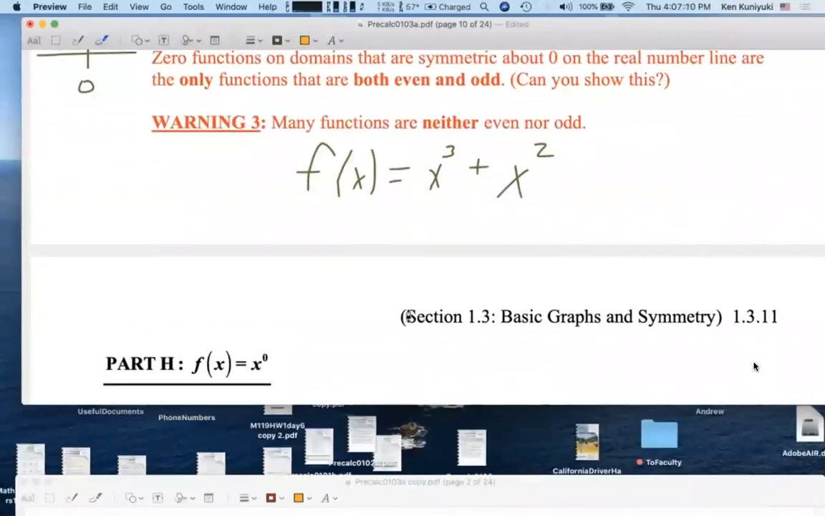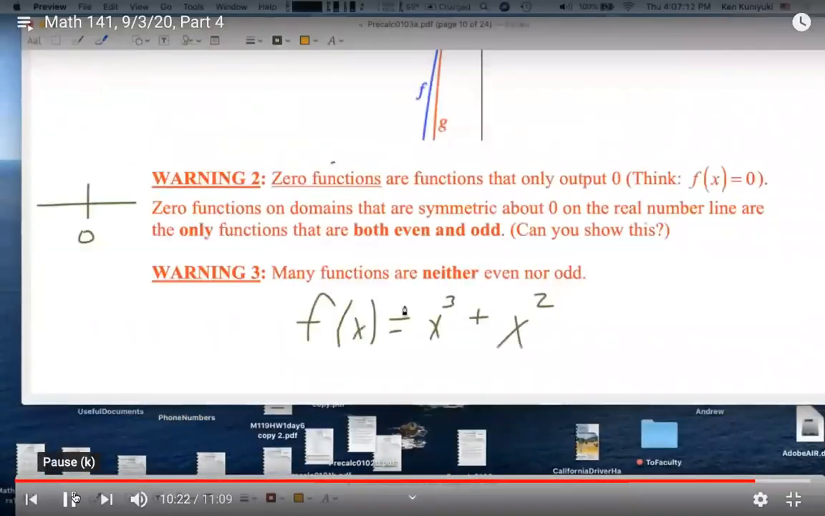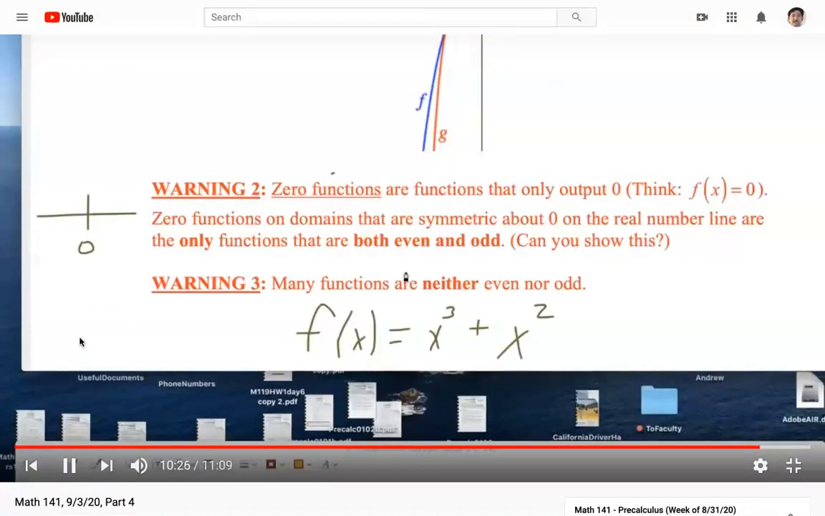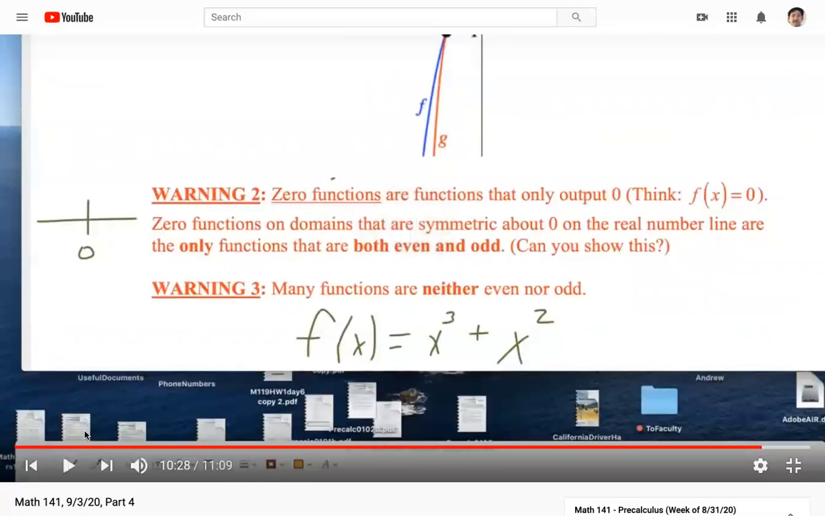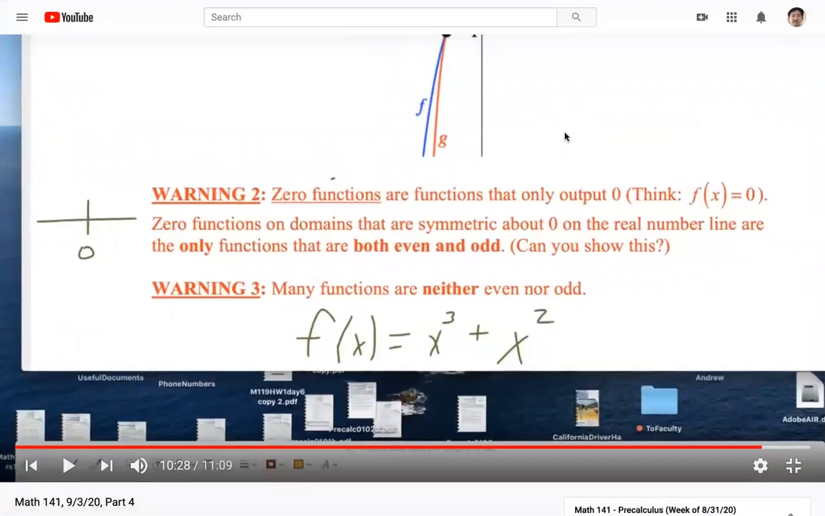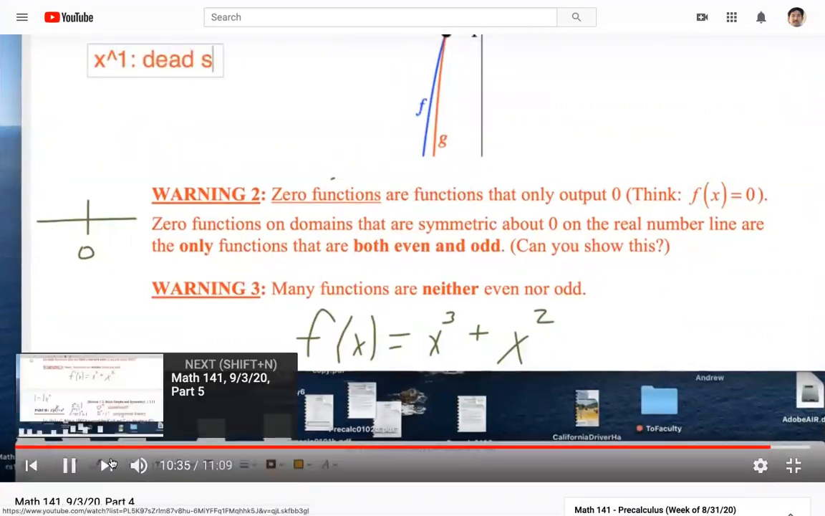Next up, more powers of x. By the way, at this point, you should be able to graph anything of the form y equals x to a positive integer. What's the graph of y equals x to the first? It's a line, a dead straight snake.